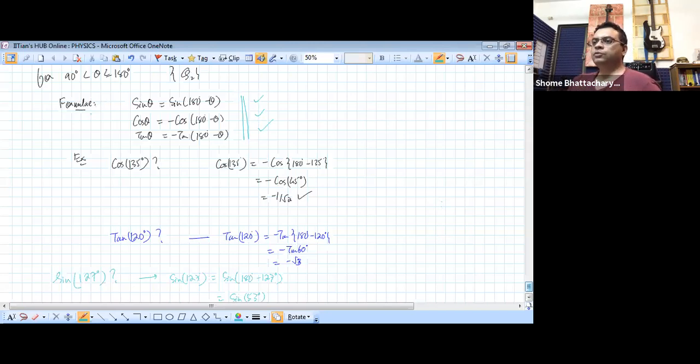So make sure you have these formulae properly written down, and then also take note of these examples. And while you're writing these examples, tell me one more. What will be cos 180? Okay. What will be sine 180? And what will be sine of 150 degrees? Just tell me these values.